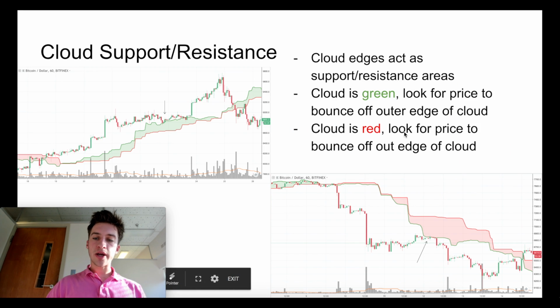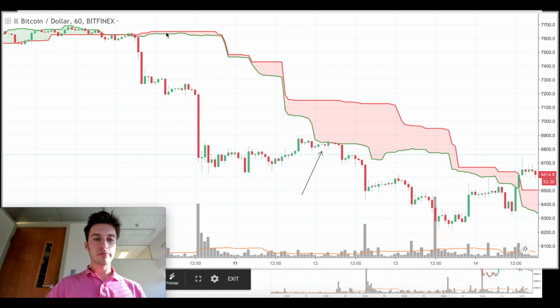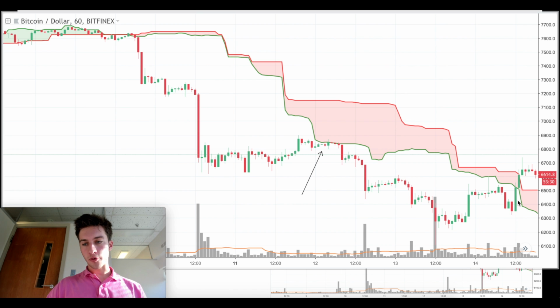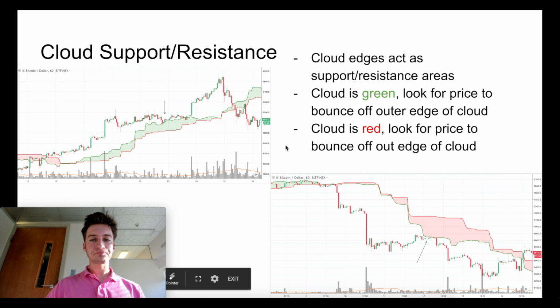Now, when the cloud is red, we're looking for price to bounce off the top edge of the cloud. So price is trending down, okay? We're still looking to short. We get a period of low volatility, and we touch this part of the cloud. We touch the bottom part of our cloud, and then we go lower. We touch it again here, and then we go lower before we finally pierce it, and potentially pierce all 4 lines of the Ichimoku cloud as well.